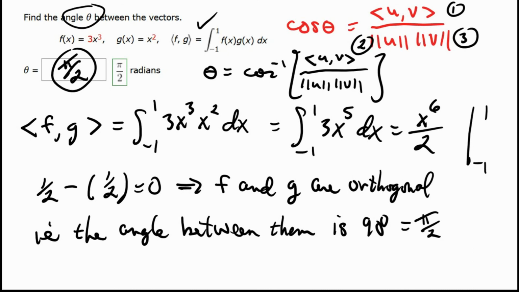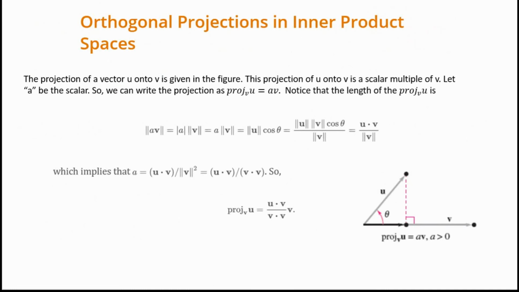Now, a word on this very fascinating concept: the projection of a vector onto another vector. Basically it becomes the projection of a vector on a space, which in the long run can even be seen as a vector space projection on another vector space. So, orthogonal projections in the inner product space. The projection of u onto a vector v is given here in the figure.